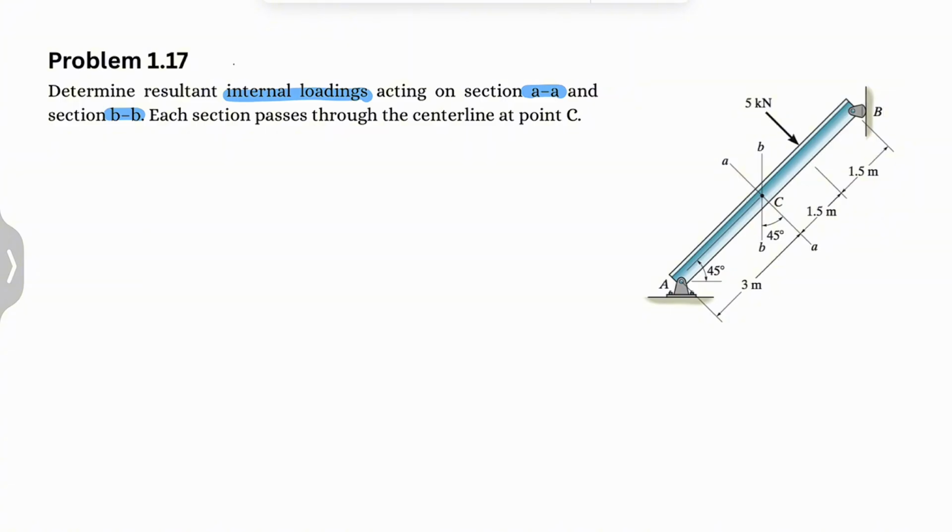As we talked about, for internal loadings we are referring to the normal force, which we show with N, one shear force V, and one bending moment M. We have two sections that we need to do in this beam, AA and BB. For both sections, if we do our cut here or here, we can either go with the top part or the left side of our cut.